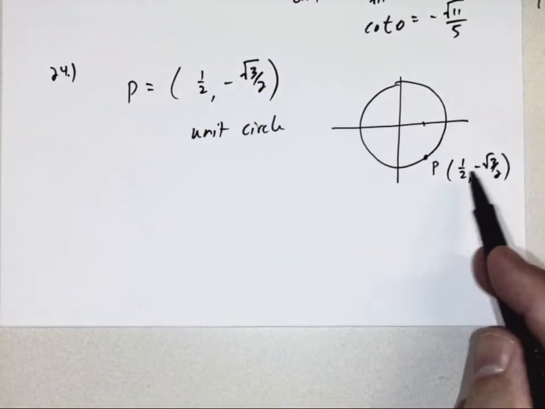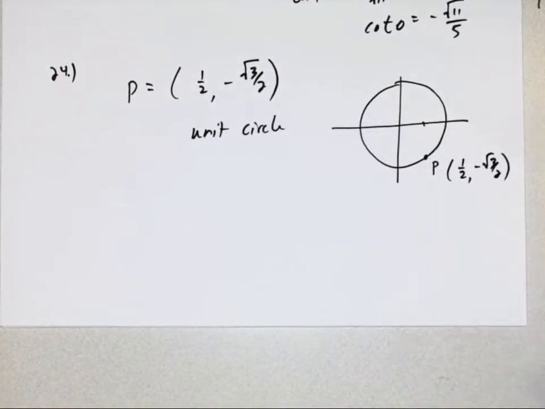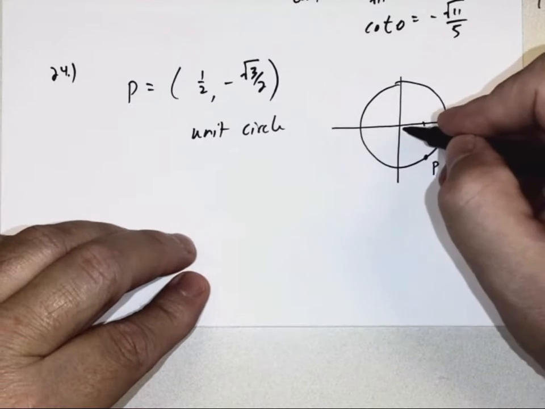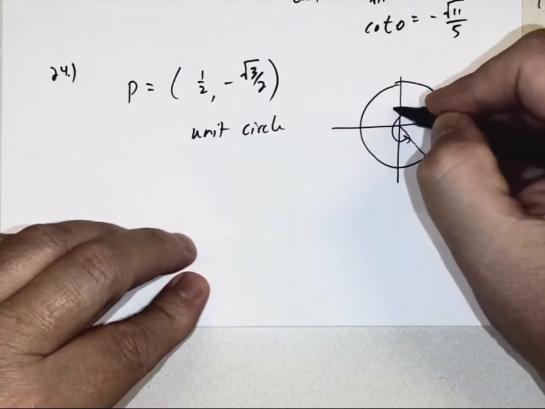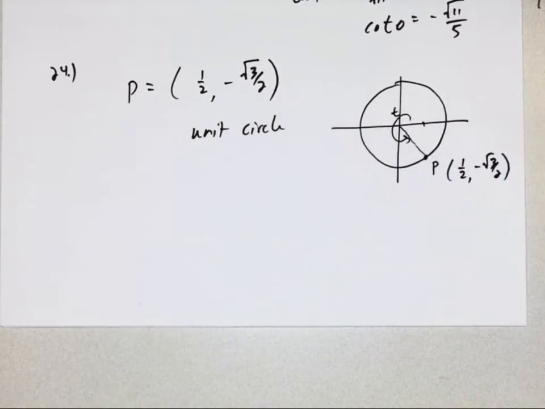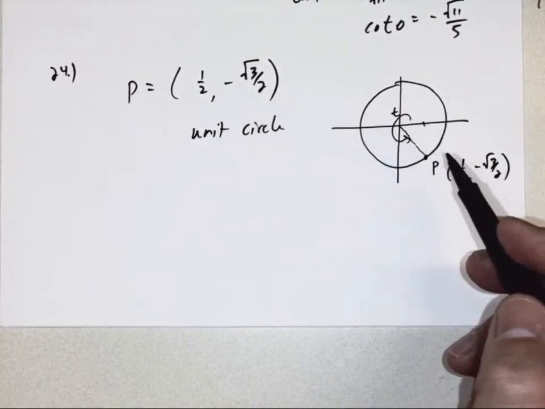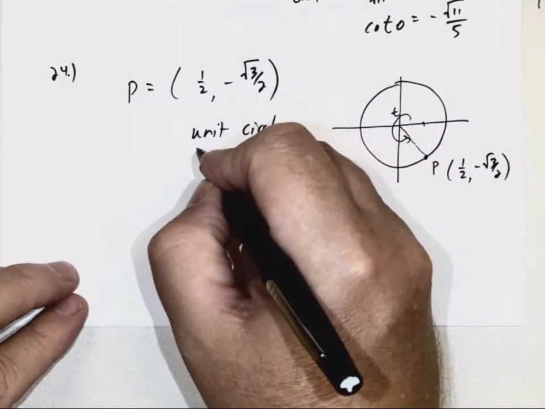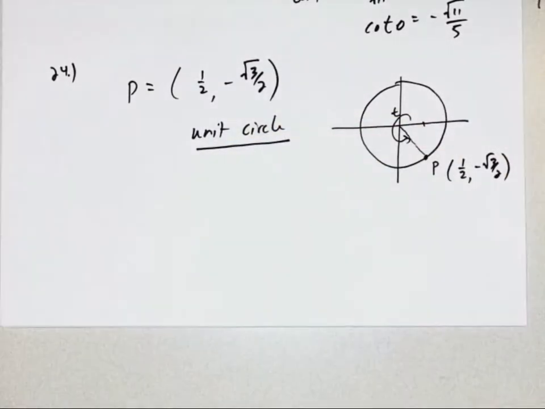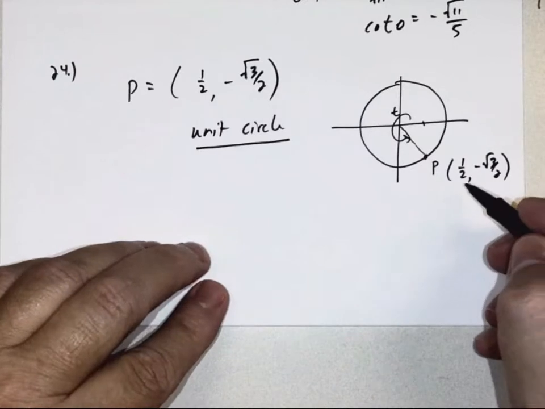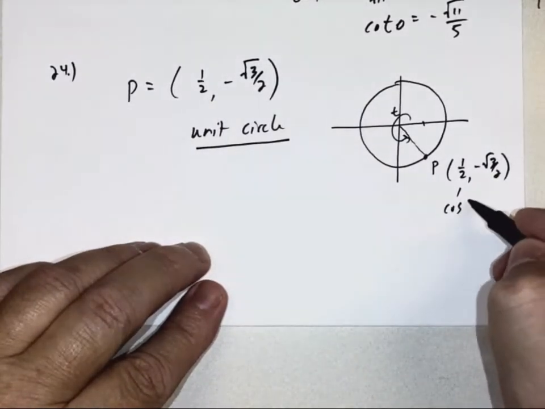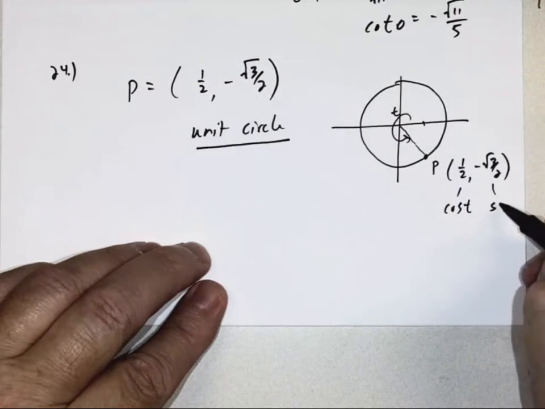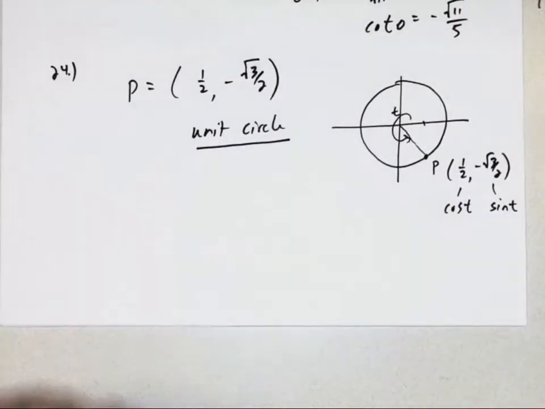And then they ask for all the trig functions of this point, and for some reason they like to call that angle T for this problem. So they want to know all the trig functions for this angle. But the key is, since it's a unit circle, what do we know? We know at this point, that's the cosine, and that's the sine, right?